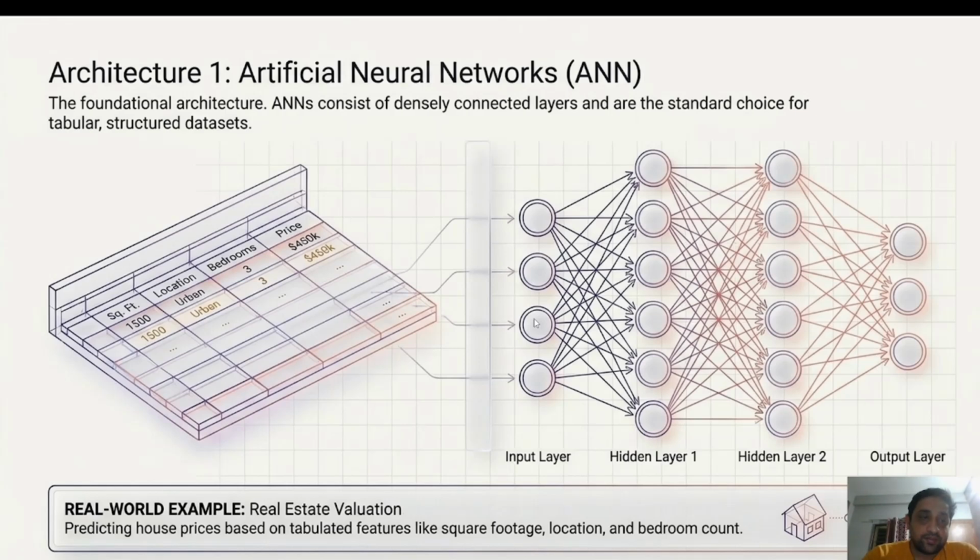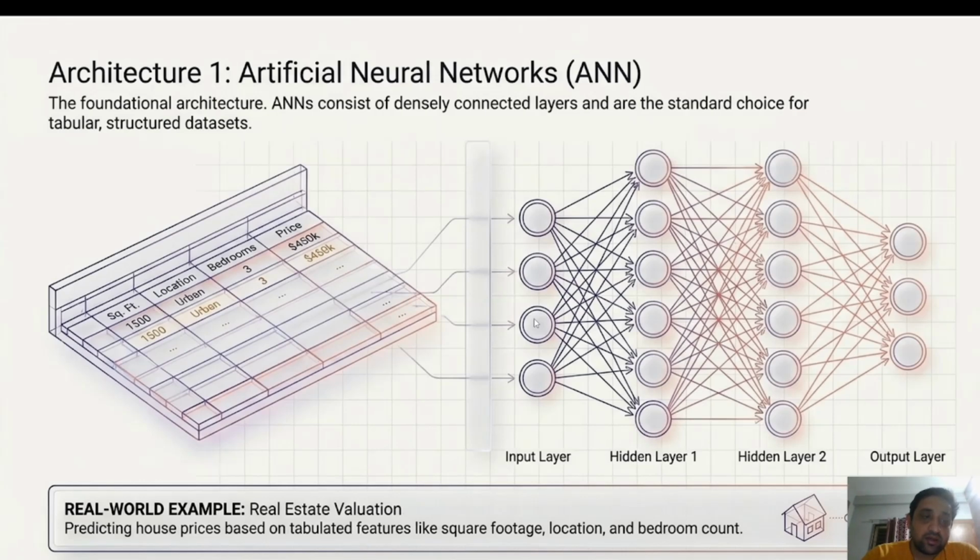Second architecture. An ANN treats every input as independent. It doesn't care if two pixels are neighbors. But for images, neighboring pixels are everything. The relationship between adjacent pixels is what creates edges, shapes, and objects.